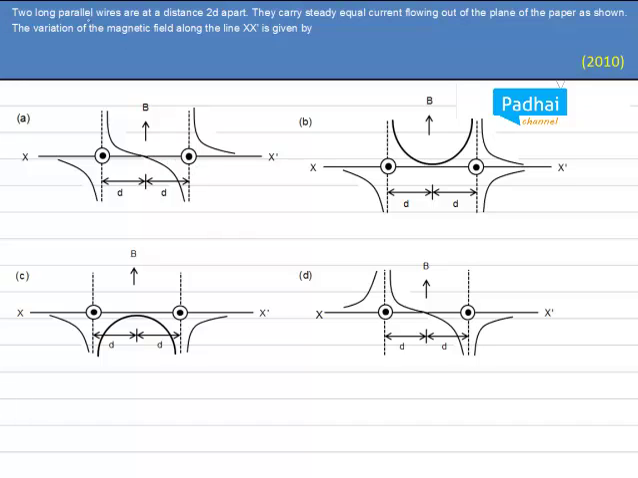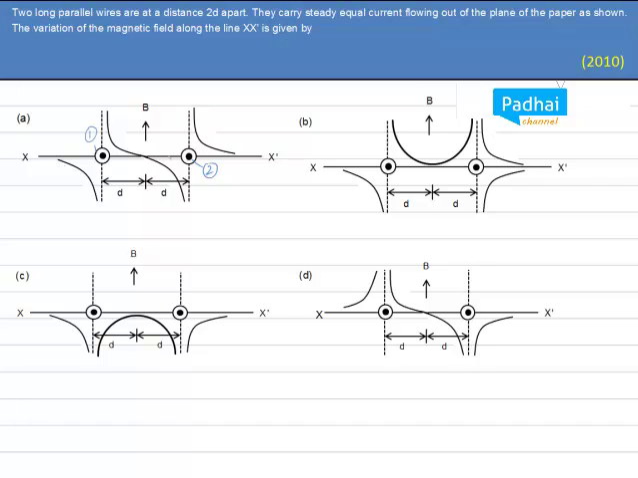Two long parallel wires are at a distance 2D apart. Right, they're at a distance 2D apart and they carry steady equal currents flowing out of the plane of the paper as shown. Now these are the two wires. One wire is this and one wire is this. Right, this is one and this is the second wire. Now they carry currents. They are coming out of the paper, out of the plane. Right. Now the variation of the magnetic field along the line x dash is given by.